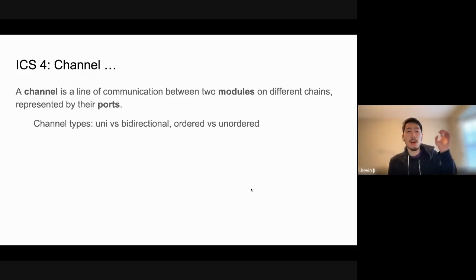Once a module is bound to a port, it can establish channels of communication between a port on their chain and a port on a remote chain that they've already connected to. Channels have a few different properties. They can be unidirectional versus bidirectional. That just means messages are going one way or messages can go both ways. And then they can be ordered versus unordered. This just means packets must arrive in order versus packets can arrive out of order, but then something has to wait until all the packets arrive in order afterwards.